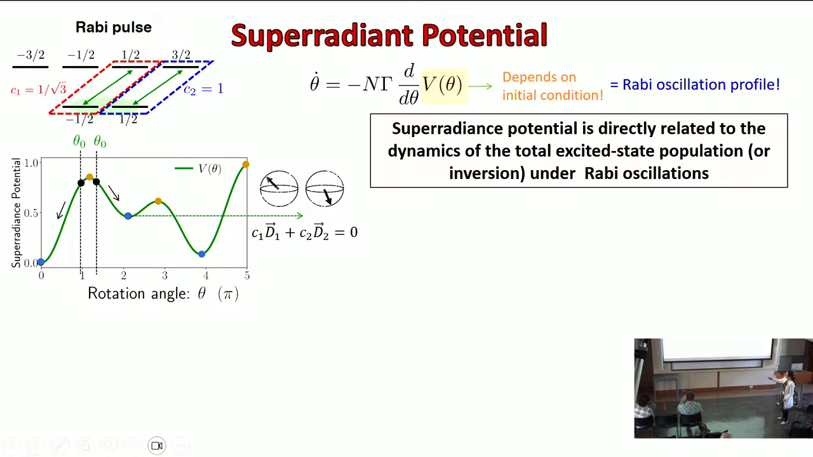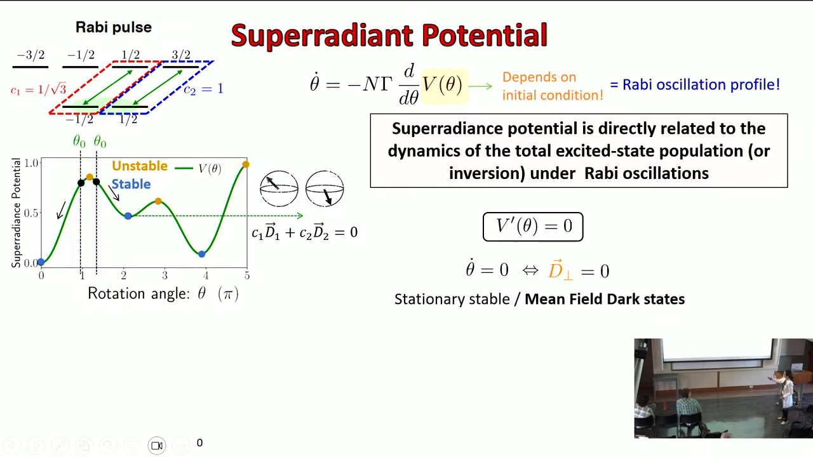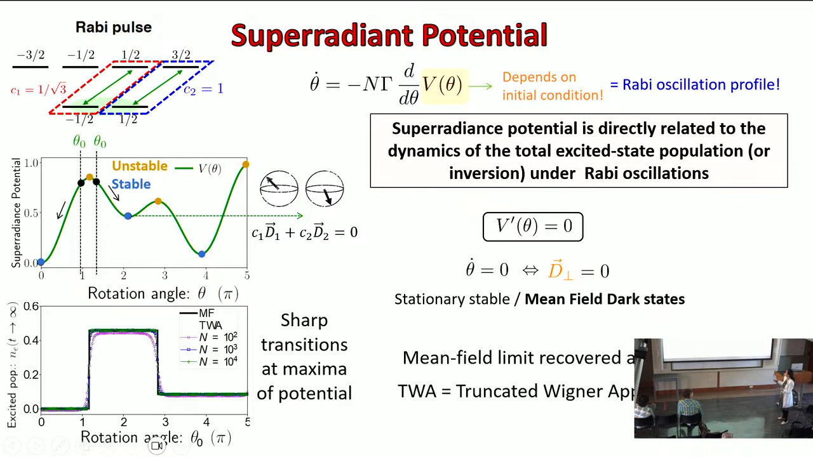So you see that there are stable steady states that are the minima, where the second derivative of the potential is positive, and in the other case where it is negative, you have states that are stable in the mean field, but unstable to quantum fluctuations.